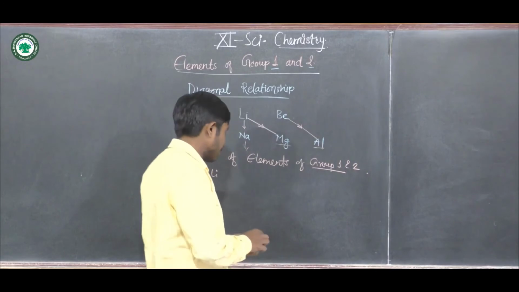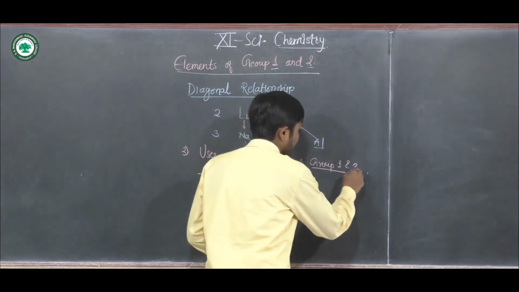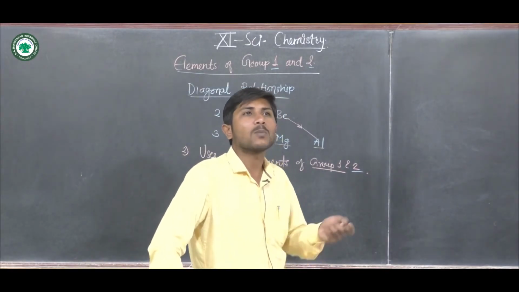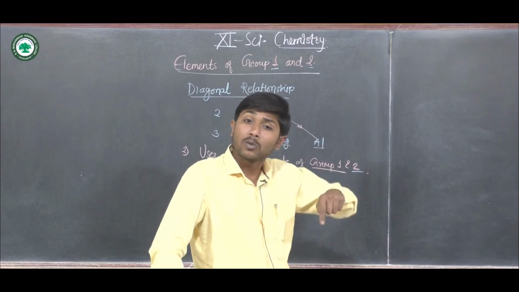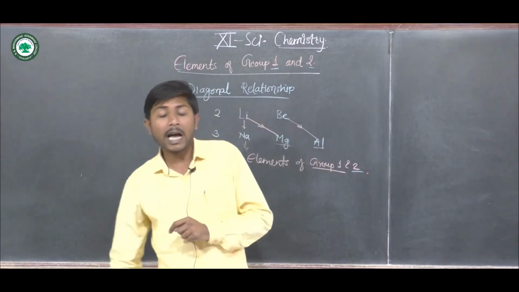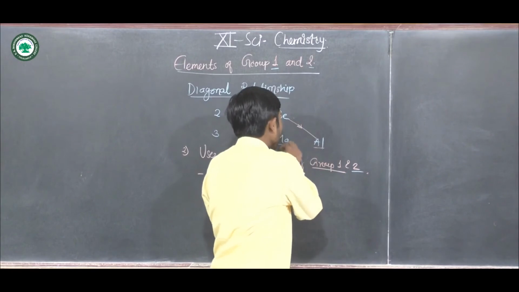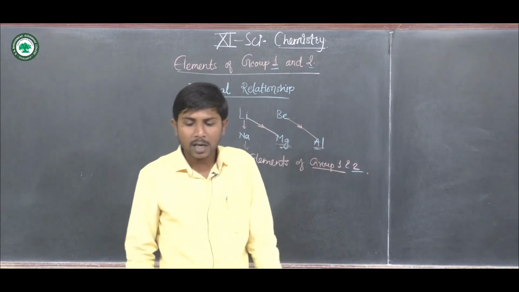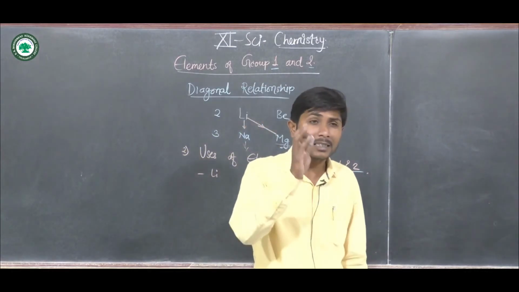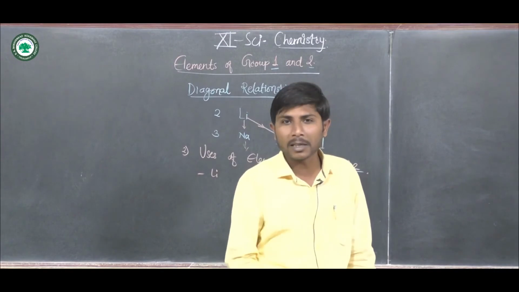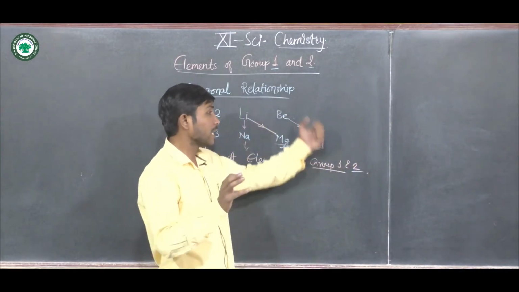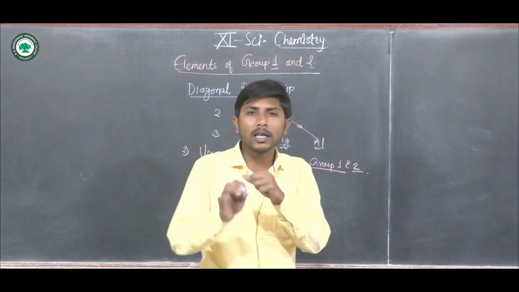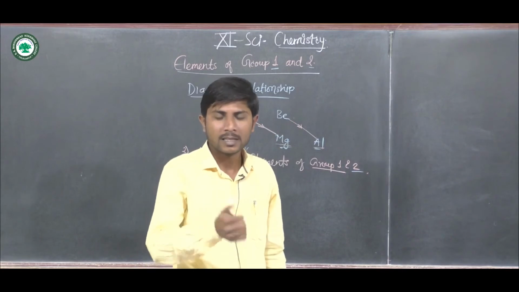In case of elements belonging to group second, beryllium is also used as a moderator in a nuclear reactor. Again, the alloys of aluminium and magnesium: they are metals, and their alloys are used mainly as a structural or skeletal material for the preparation of the skeleton of the aircraft. These are the different uses of elements belonging to group first and second.